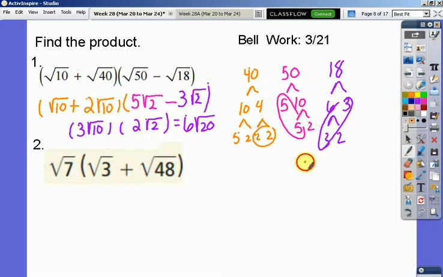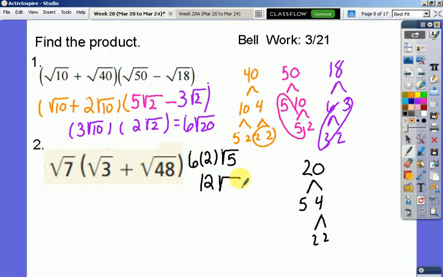So you're always kind of checking if you can simplify at every step. So 20 is 5 and 4. So that's a perfect square. I have 2 and 2. So I have 6 on the outside. I take out a 2. And I have 5 on the inside. So I have 12 square root 5.